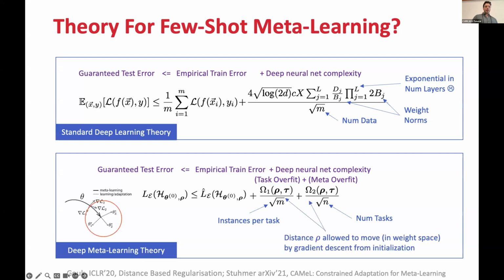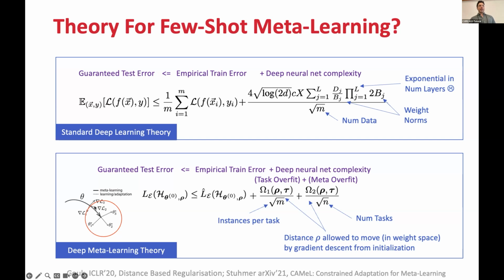For this kind of bound, the whole equation is very big, but the important thing is that the complexity terms turn out to be monotonically increasing in the quantity rho, which is the distance you are allowed to move in weight space between the initial condition and the fine-tuning for a particular task. That comes back to the constrained meta-learning algorithm I was talking about earlier.